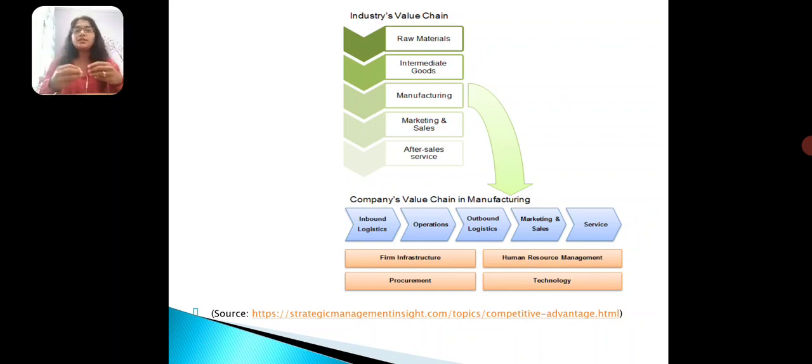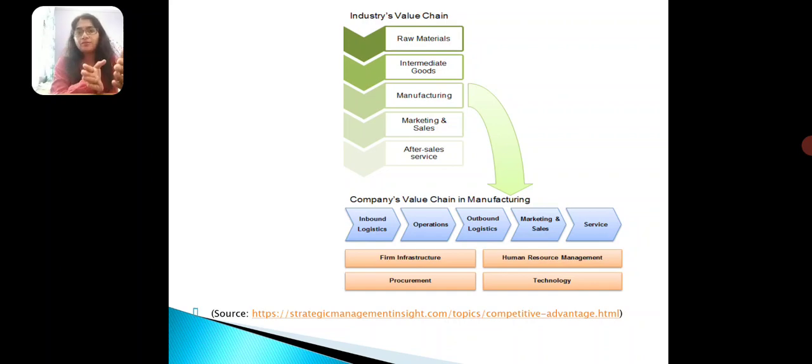So all those activities come in the industry value chain. Again, when it comes to a specific company, your inbound logistics means how you are getting your raw material, the same concept. Then operation: how is your production process happening? So how are the goods going out of the industry, through which channel?